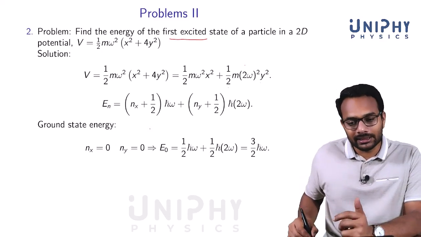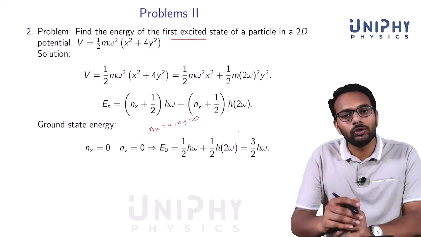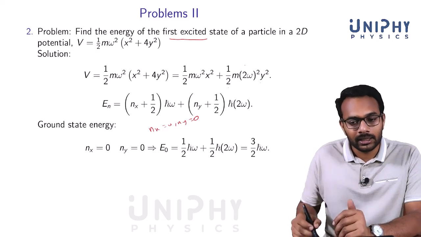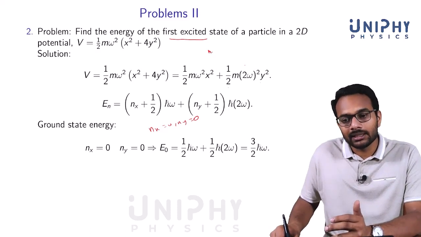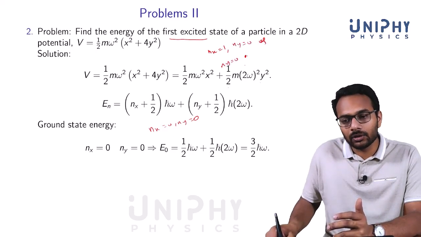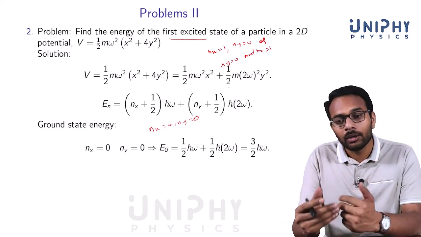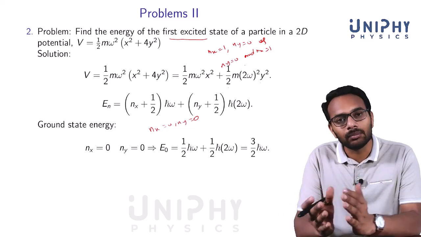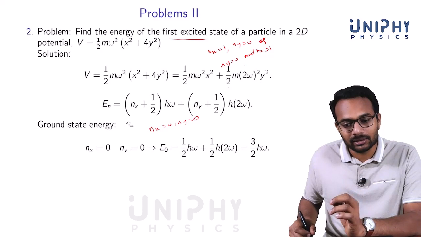The ground state is simple. You just put nx equal to 0, ny equal to 0, and you get 3/2 h cross omega. For an isotropic harmonic oscillator in two dimensions, the first excited state would be nx equal to 1 and ny equal to 0, or ny equal to 1 and nx equal to 0. If it's an isotropic harmonic oscillator, both these combinations would give you the same energy. But in this case, you have to be a bit more careful.